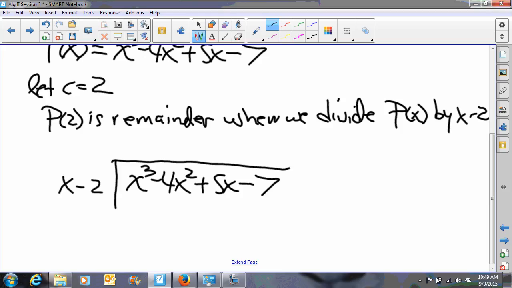And remember, in polynomial long division, we look at the first term here and the first term there. By the way, all the terms have to be written in order of decreasing power, and if there are missing ones, we have to put in 0 as a placeholder. x goes into x cubed, x squared times, and then we multiply x squared times negative 2 is negative 2x squared, and x squared times x is x cubed.